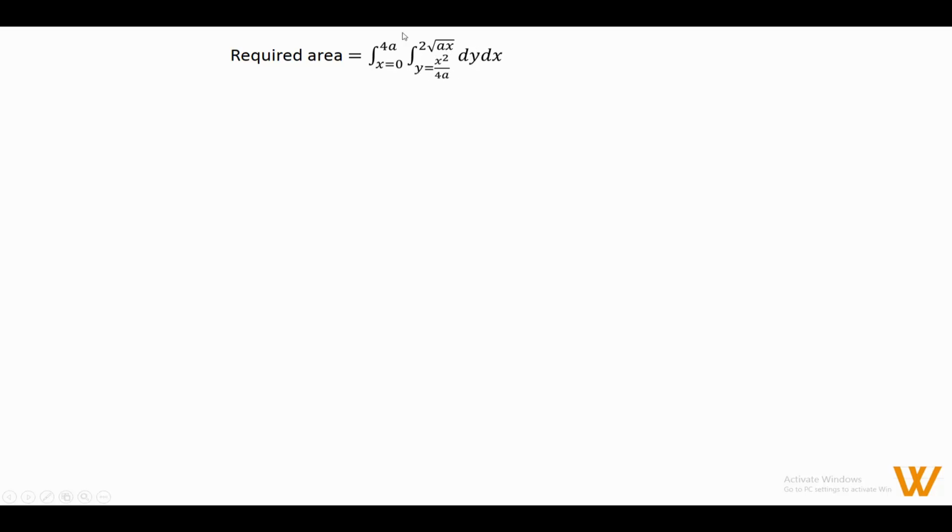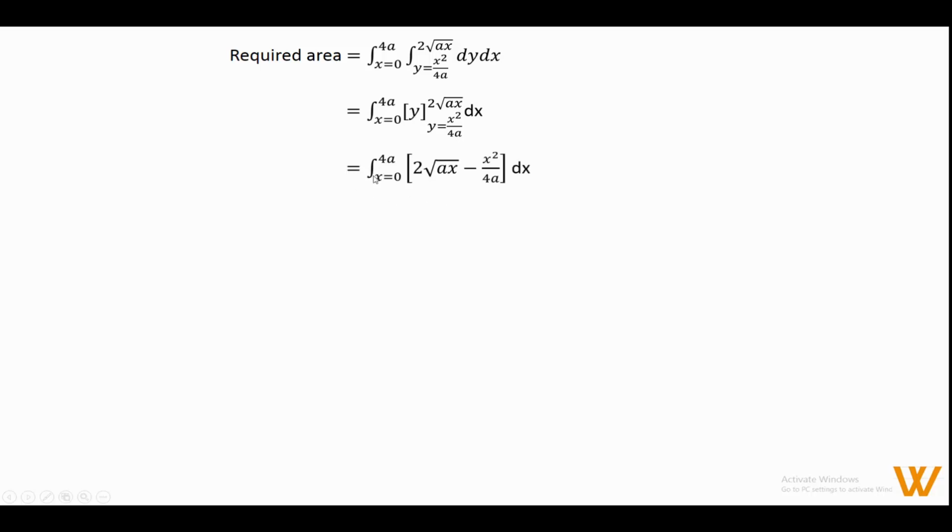Now first integrate with respect to y. So is equal to integration x varies from 0 to 4a, integration dy is y varies from x square by 4a to 2 root x dx. Now here first put the value of y is upper limit, then minus of put the value of y is lower limit. So is equal to integration x varies from 0 to 4a. First put the value of y is upper limit, so 2 root x minus of put the value of y is lower limit, x square upon 4a dx.